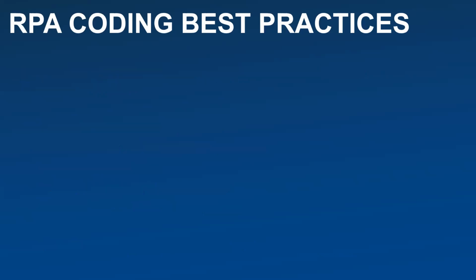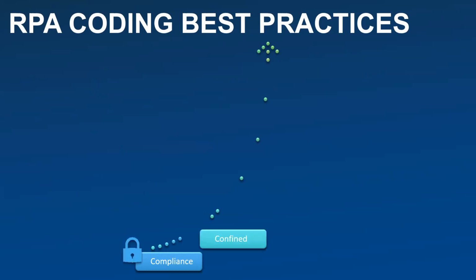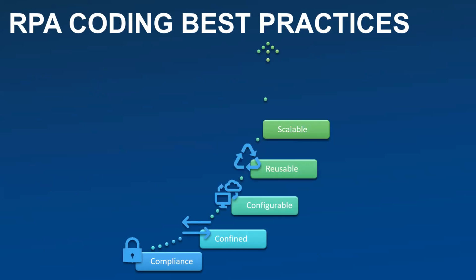So when we say coding best practices, we saw the benefits of it, but what exactly does it comprise of? The very first thing is that it helps the developer ensure that the code developed is compliant. The second one is confined, which means your code should be confined enough. It should not be too staggered. We'll detail it around. It should be configurable. It should be reusable. It should be scalable, and it should be robust.